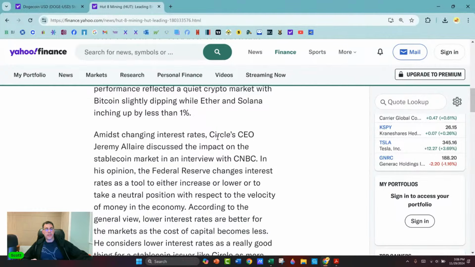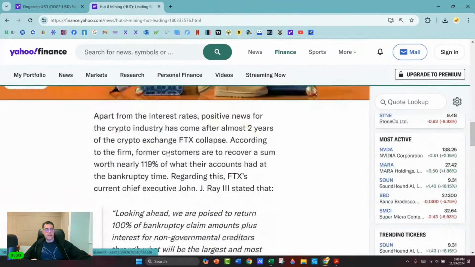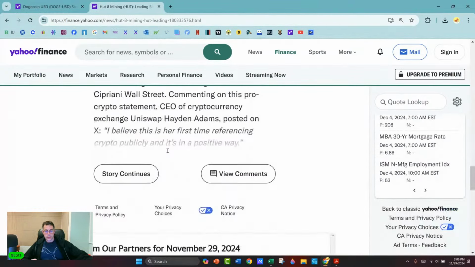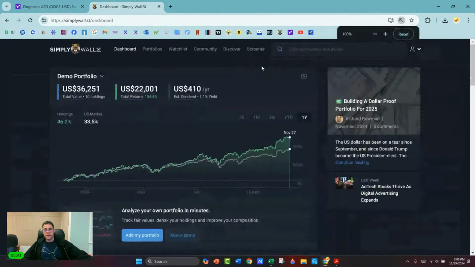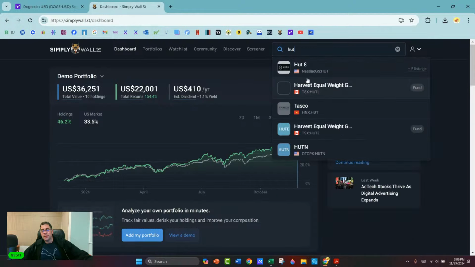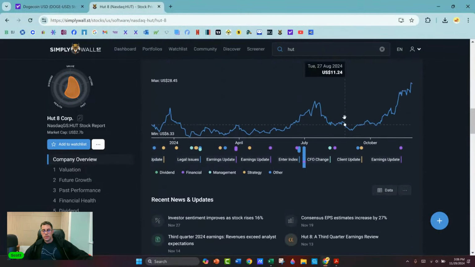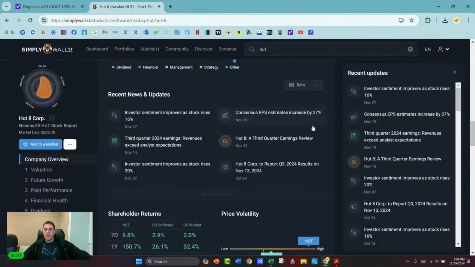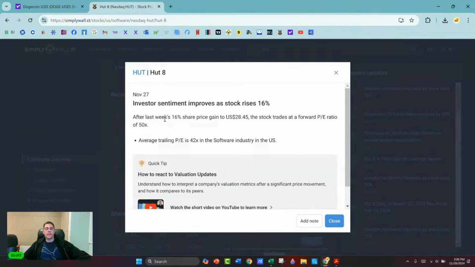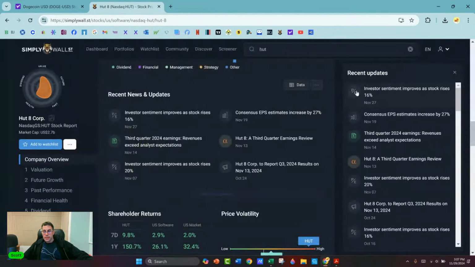I missed changing interest rates, Circle CEO. Simply Wall Street's not too bad because they have some articles. Investor sentiment improves as stock rises. After last week's 16% share price gain to 28.45, the stock trades at a forward PE of 50x. Consensus estimate increased by 27%.